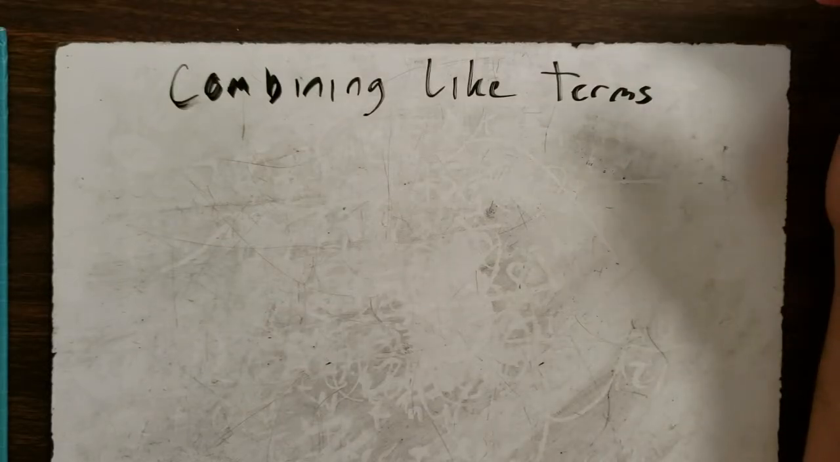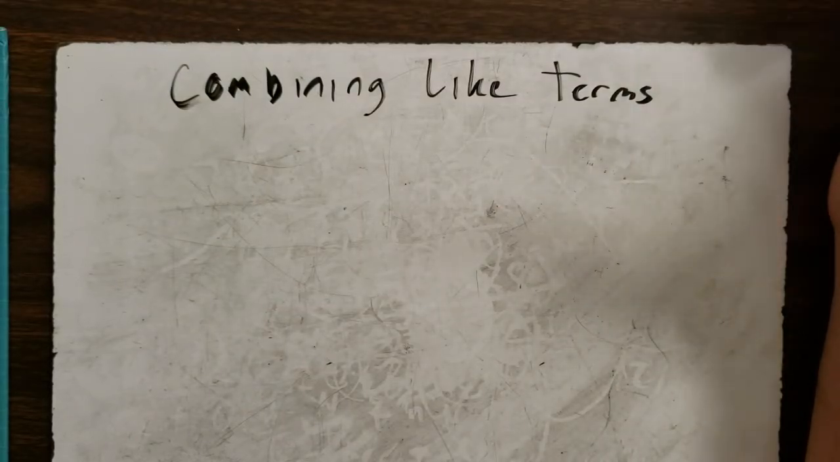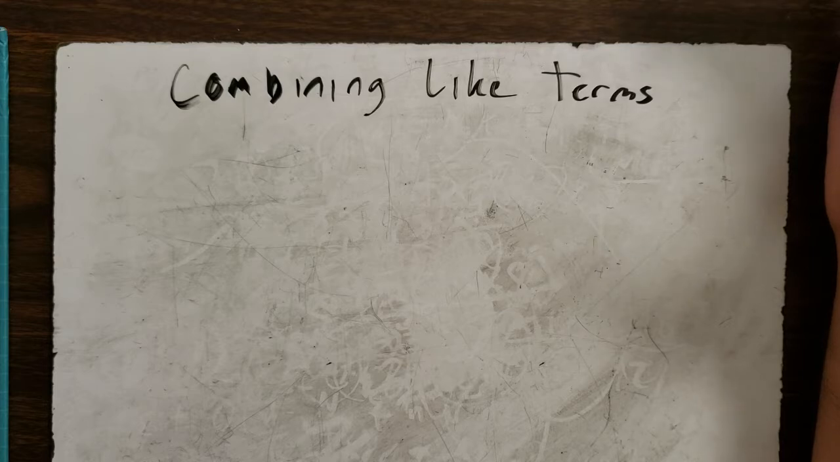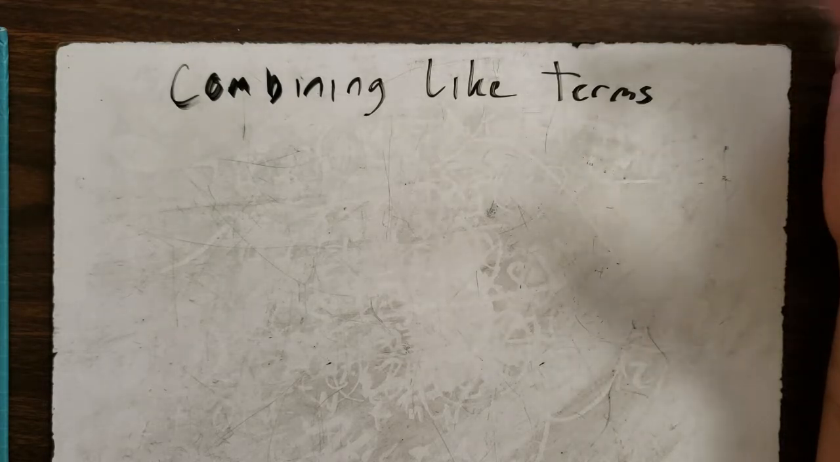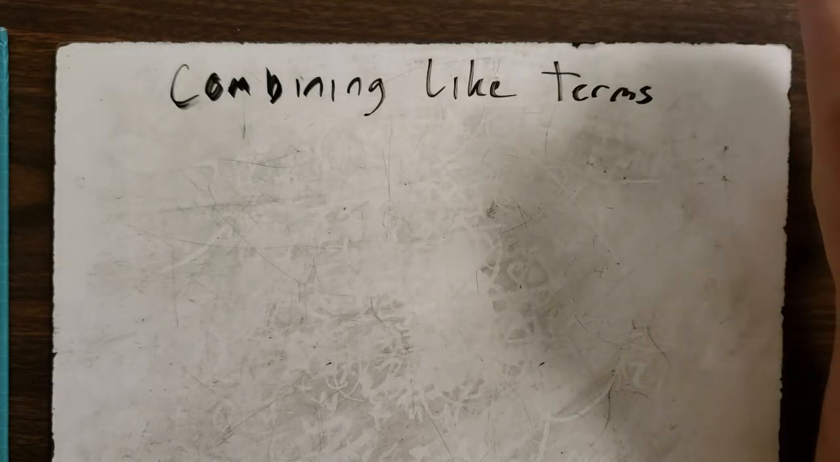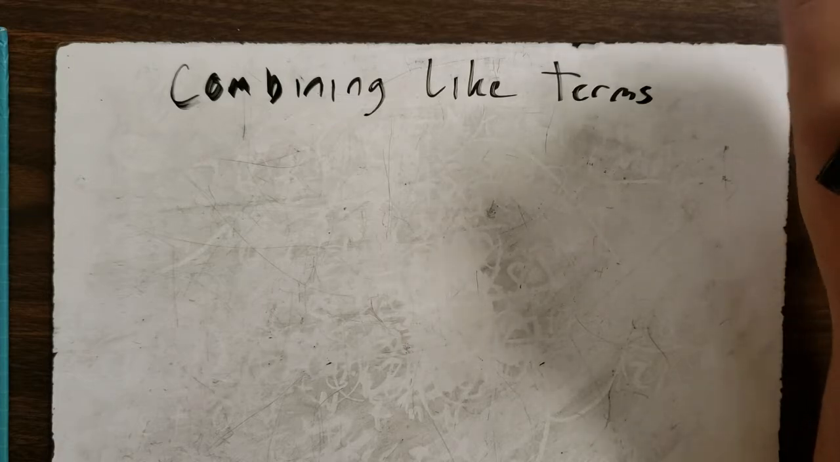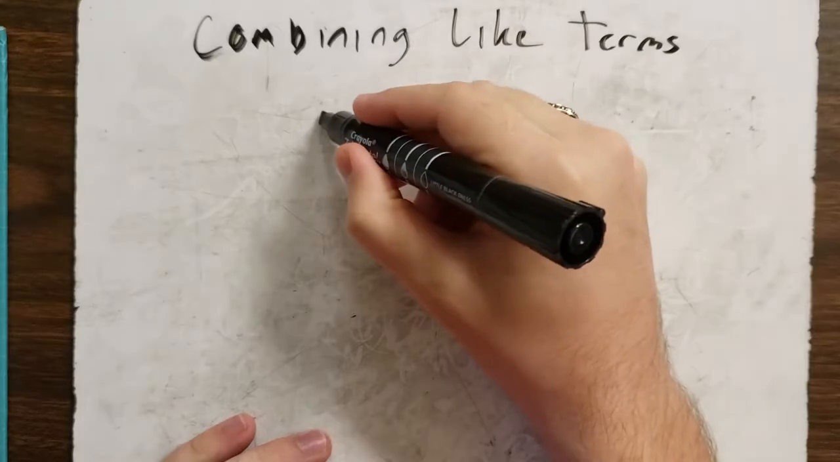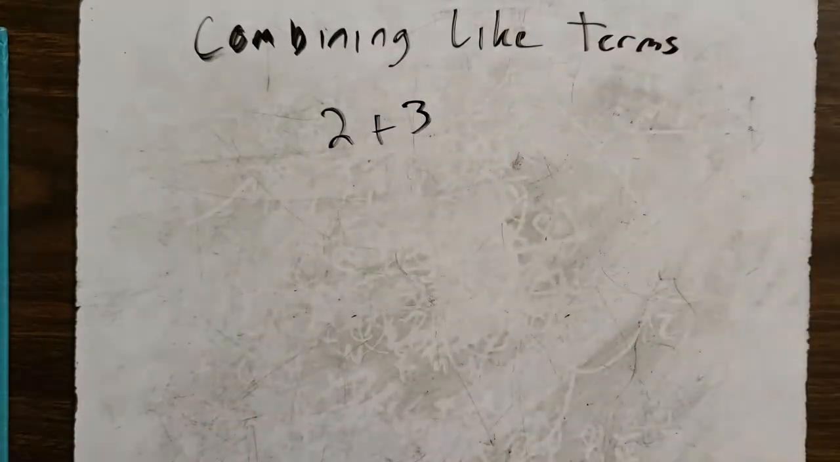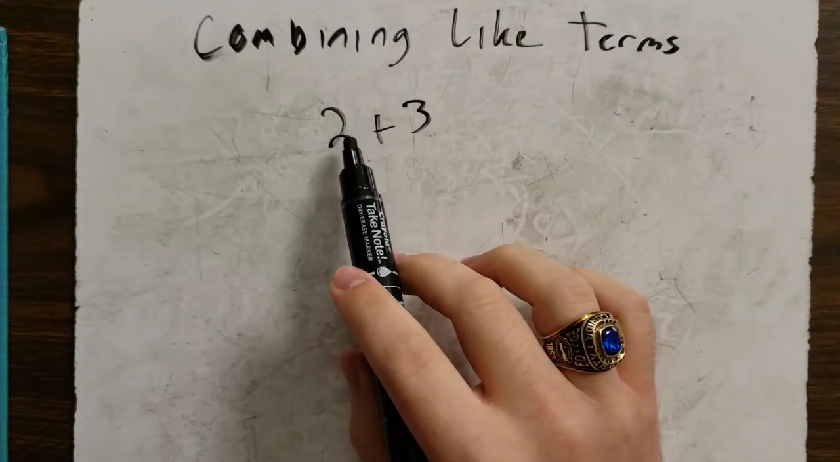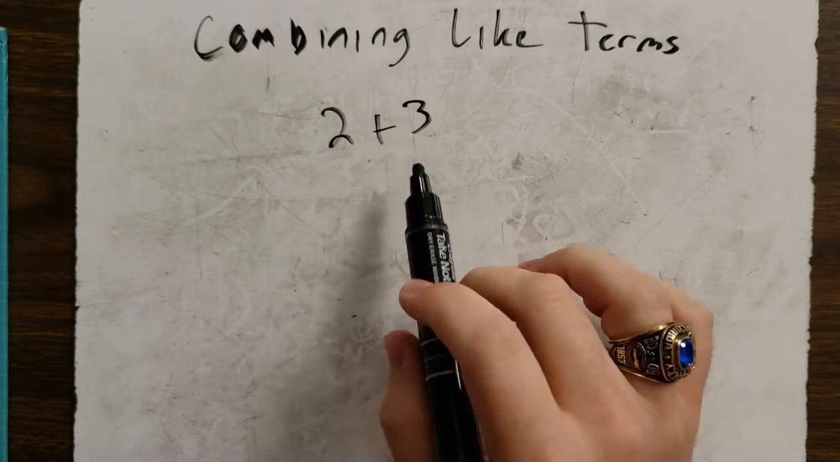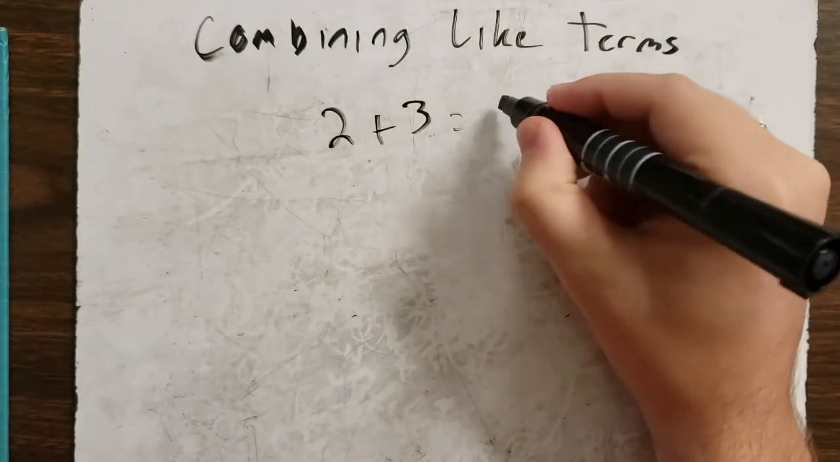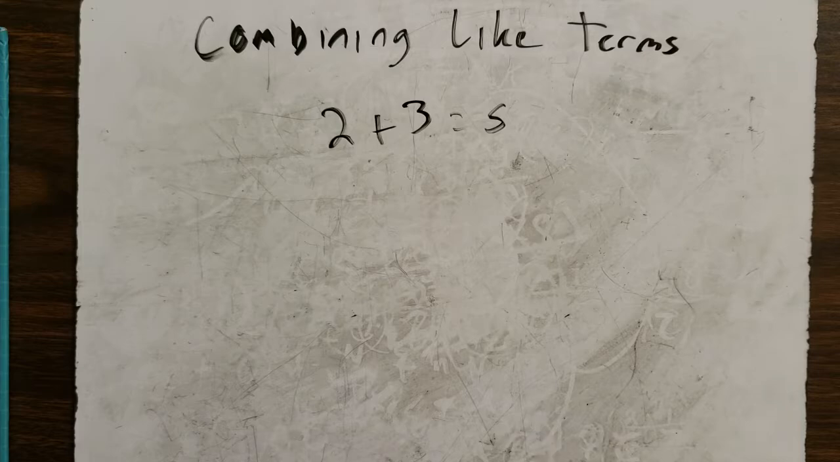All right, so our lesson today is combining like terms. Combining like terms very simply means that when we add and subtract numbers, they must have the same variable or non-variable attached to them. So, for example, we know we can do 2 plus 3. We can because they're both whole numbers that have no variables attached to them. We can add them together and we get 5, obviously.